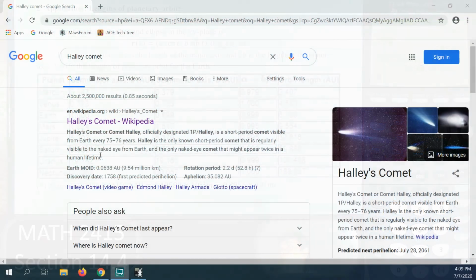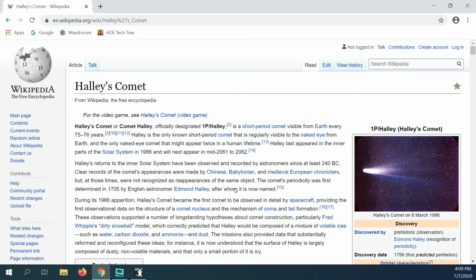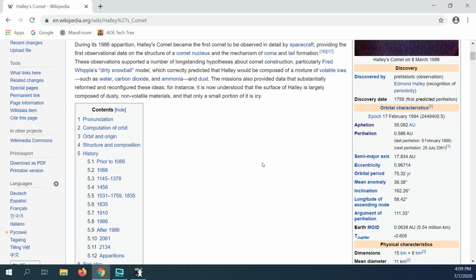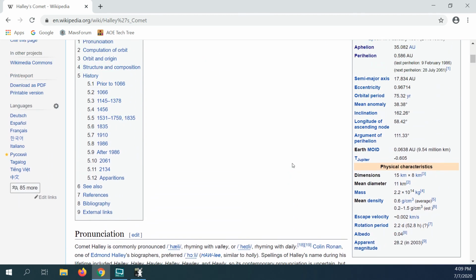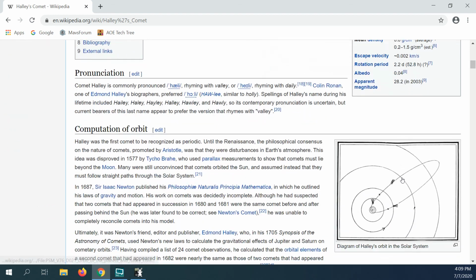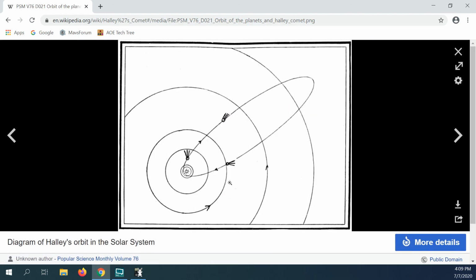Right. Now let's go to that Halley comet. We know that the Halley comet goes around with a period of about 76 years. The orbital period is 75.32 years. Eccentricity, all of that. So we see the major axis is that much, but the minor axis is a lot smaller. So let's look at the diagram here. I think this is good.